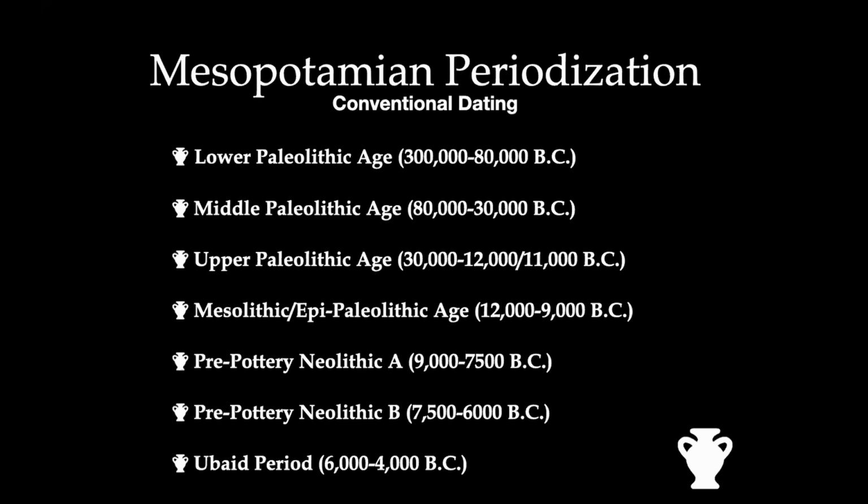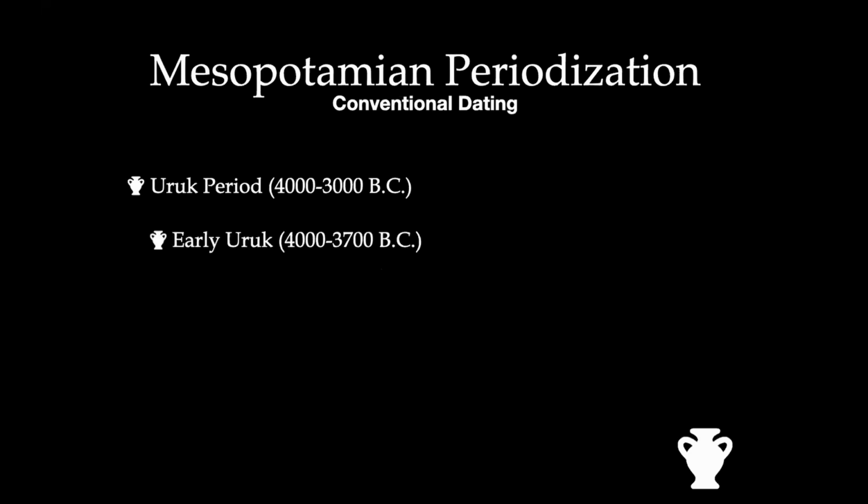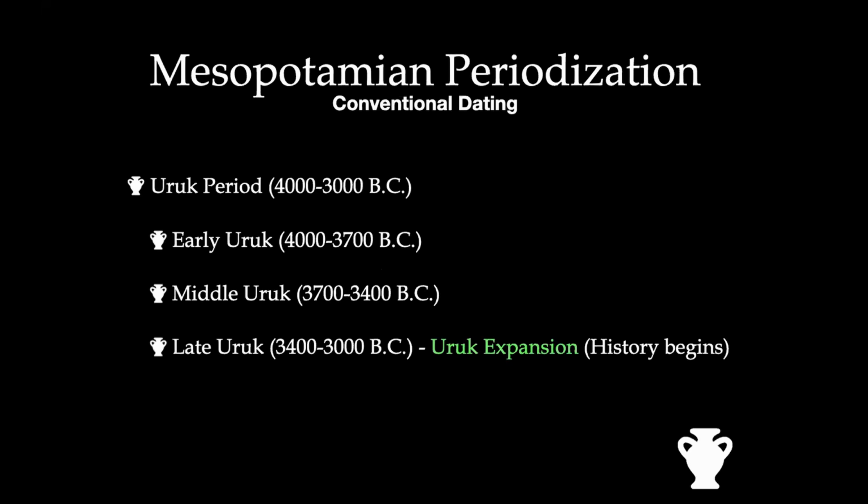So pre-pottery Neolithic A, they subdivide this into two different branches, pre-pottery A and pre-pottery Neolithic B. And then you have the Ubaid period, which is a very well-known period in Mesopotamia, 6,000 to 4,000 BC. Then we have something called the Uruk period, 4,000 to 3,000 BC, and that's broken up also into three other phases: the early, the middle, and the late Uruk.